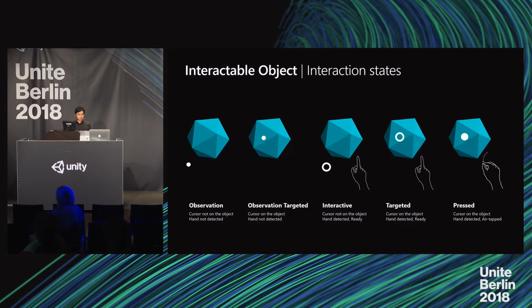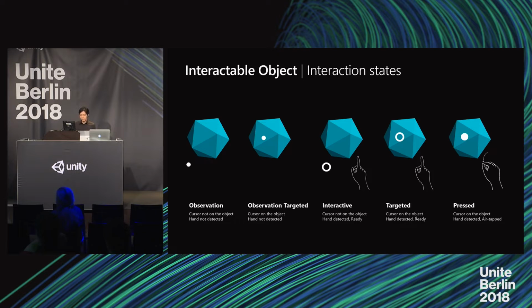Observation is the default idle state, when the gaze cursor is not on the object and the hand is not raised or detected. Observation targeted is when the gaze cursor is on the object, but the hand is still not raised. Interactive is when the hand is raised with the ready gesture, with the index finger up, but the gaze cursor is not on the object. Targeted is when both your hand is ready and the gaze cursor is on the object, so you can see the gaze cursor showing the donut shape. And pressed is when you're doing the air tap with your finger.